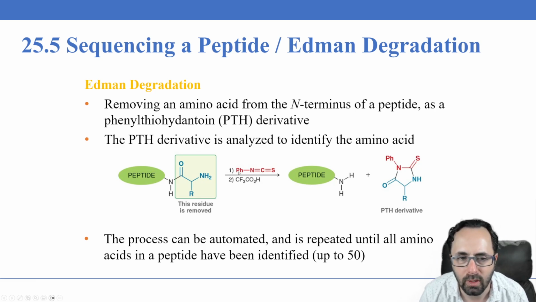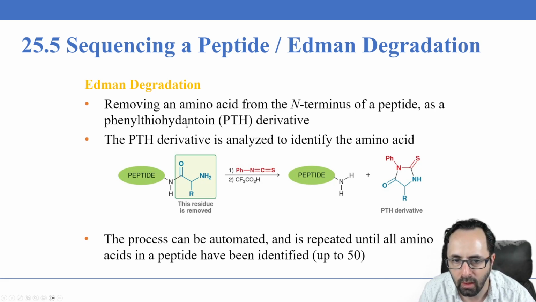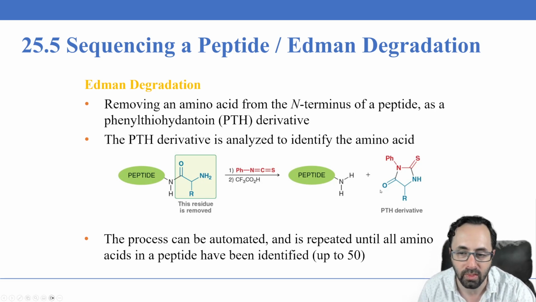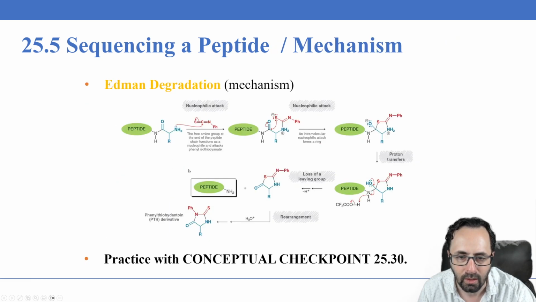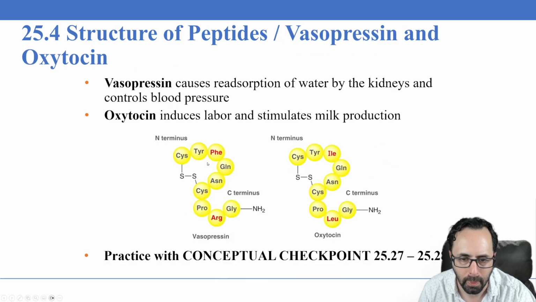One way of doing this is a so-called Edman degradation, and in the Edman degradation, we remove an amino acid from the N-terminus of the peptide as a so-called phenylthiohydantoin derivative, or PTH, which is probably much easier to say. The PTH derivative is analyzed to identify what the amino acid is. So let's say you have a peptide, a sequence of amino acids, and at the end you have your N-terminus residue here. I'm really having a hard time.